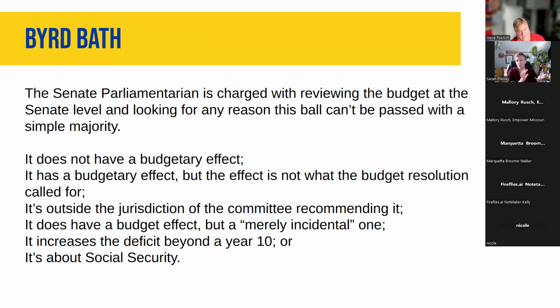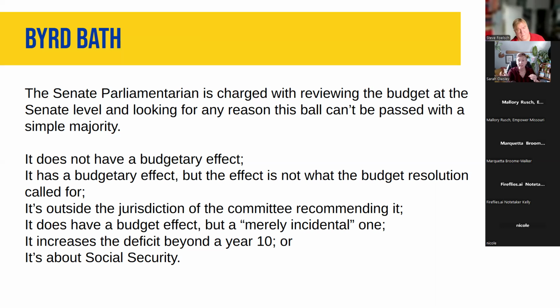But in general, when we're looking at other types of bills, if there's not a budgetary effect, or if that effect is not what the budget resolution has called for, then it would violate the Byrd rule and would need a 3/5 majority. It might be outside the jurisdiction of the committee recommending it. It does have a budget effect, but a merely incidental one. That's the language that they'll look at with the budget process right now.